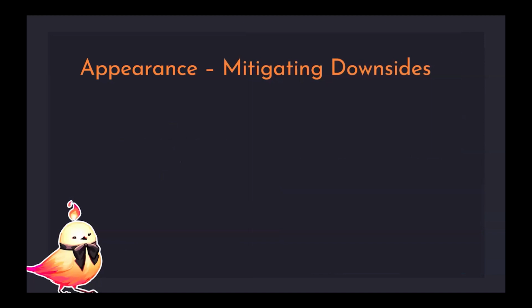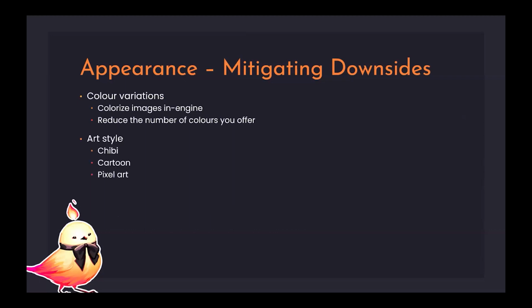If you'd like to use this approach, there are some ways you can make it easier on yourself. Many of these techniques are similar to what Sheena talked about earlier today for asset reduction, so be sure to go through that talk for more ideas if you missed it. As mentioned earlier, you can colorize images in Engine to reduce the number of handmade color variations that you need.